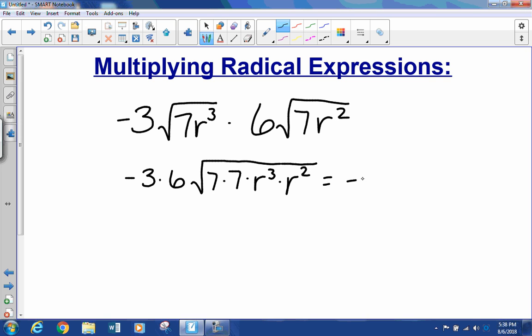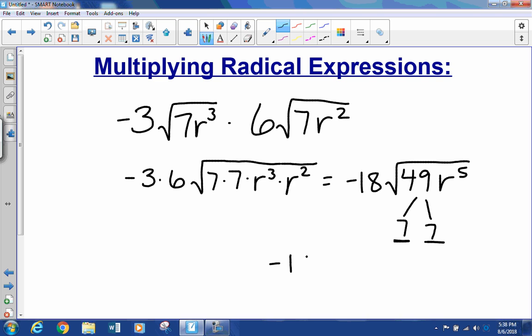So the one radical expression we're working with here would be -18 times the square root of 49r to the 5th. Now don't forget to break down what's inside of the radical if at all possible, meaning in this case that 49 can be broken down as 7 times 7, both of which are prime numbers. And I also can rewrite this r to the 5th as r times r times r times r times r, 5 times.